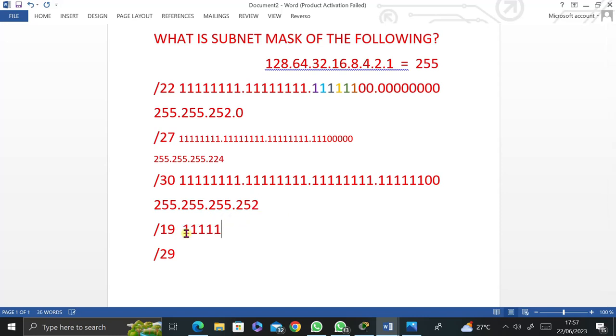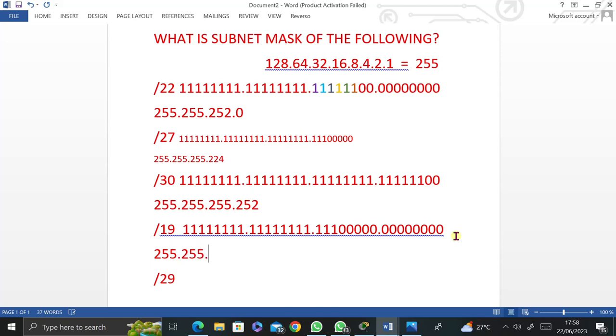1 to 8, 1 to 8, so 16, 17, 18, 19, then 3, 4, 5, 6, 7, 8, and 1 to 8. So 1, 2, 3, and 4. So we can do the same thing: 255, 255. So now, because we are working with this one, we need to add 128, 64, and 32.